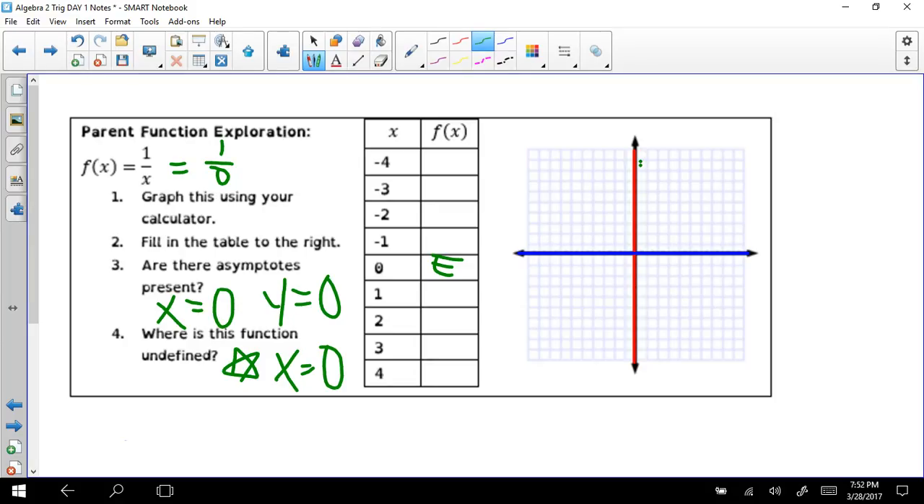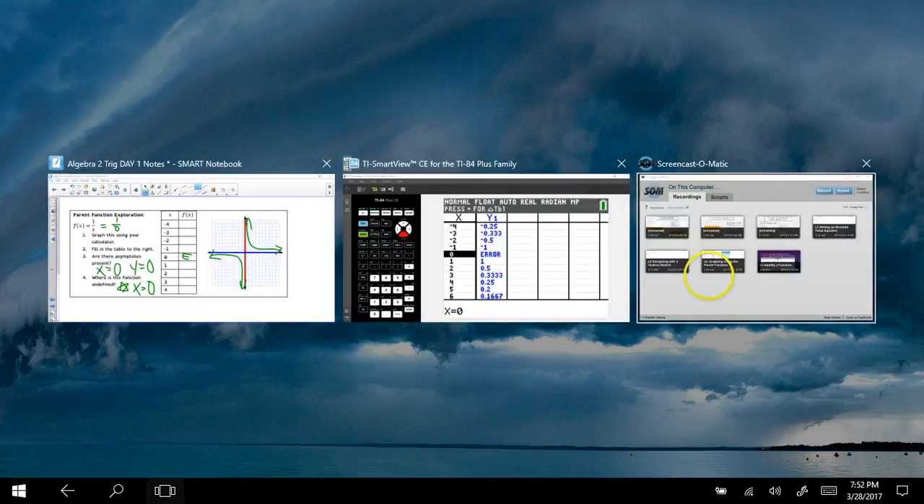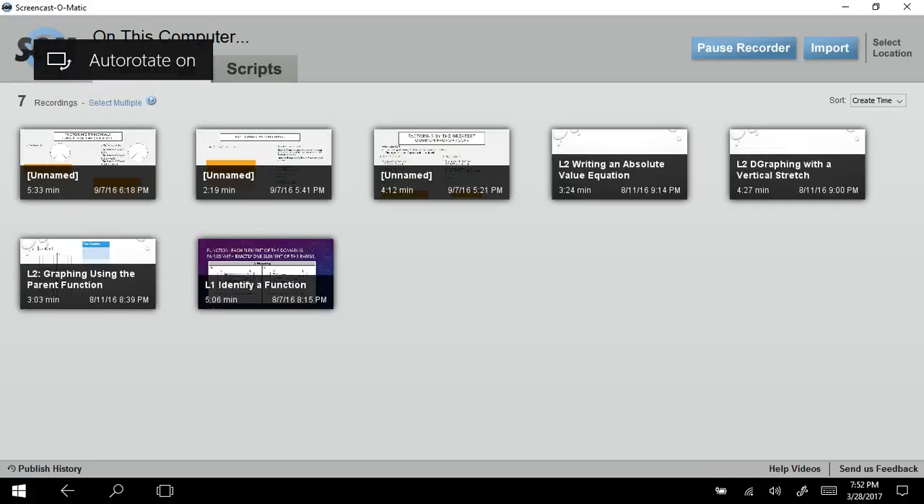So for our purposes, we're just going to do these quick graphs. We're not going to really bother with graphing the x and the y. We'll just make a quick graph. Okay, so that's the parent function exploration. So what I'm going to do is actually stop that here.